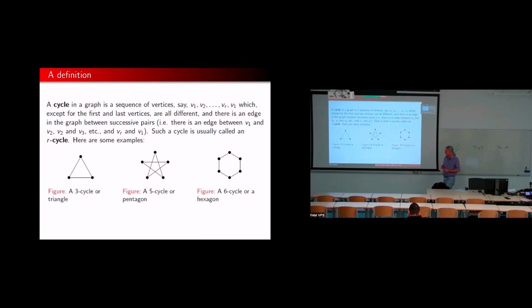I sort of left out the 4 cycle, and if you're thinking about a 4 cycle, the corresponding geometric shape would be a square, but for some reason, and I don't understand why, we don't call a 4 cycle a square. We call it a 4 cycle. I don't know why. Right. Okay, so that's the first definition.